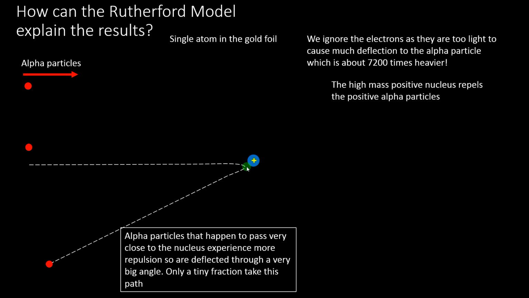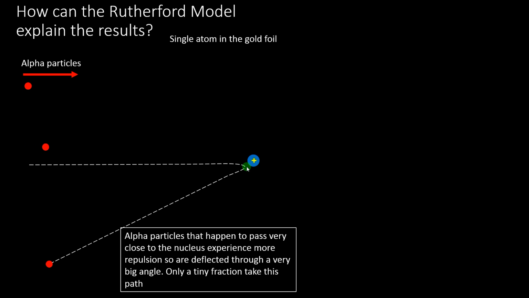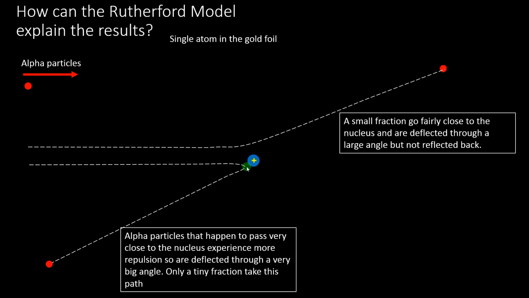Slightly more likely is the next path, right, where the alpha particle sort of just has a near miss with the atom. It's not really heading towards the nucleus, but it goes fairly close to it. And because it goes fairly close to it, it still experiences a reasonably large force, not enough to deflect it back the way it came, but it gets nudged off to the side, and so there is a significant deflection here.